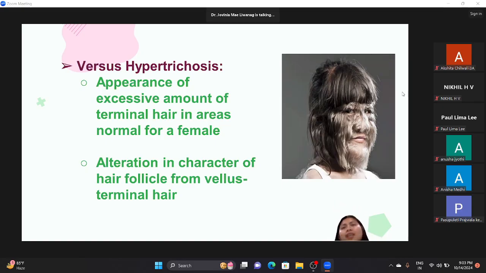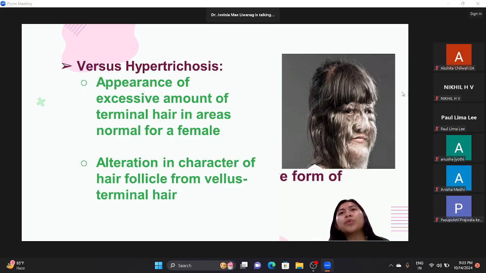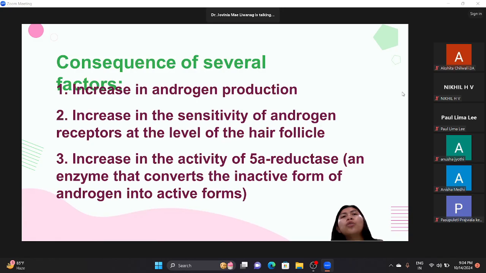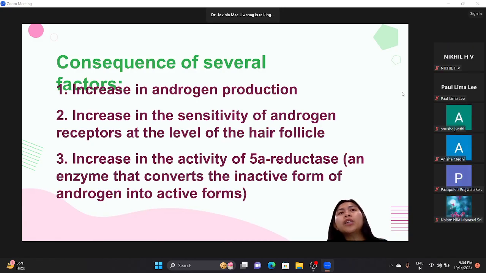As you can see in the picture, you can see the skin of the face already. It's already covered with an excessive amount of terminal hair. So this is hypertrichosis. Hirsutism is a consequence of several factors. So this is the pathophysiology of hirsutism.